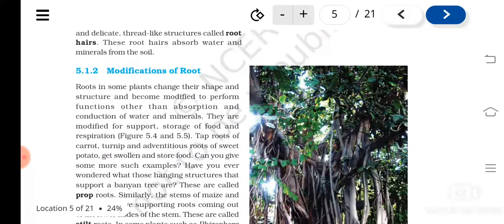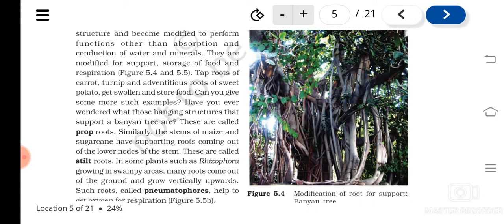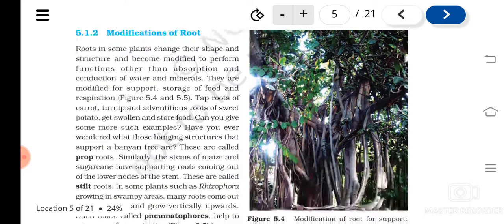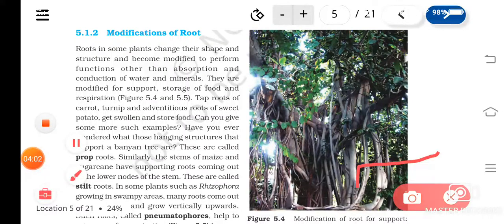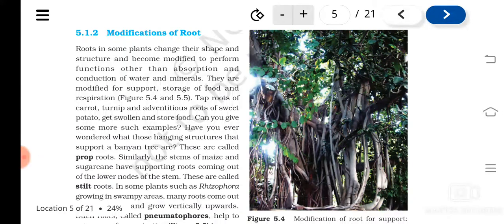and minerals. Okay, then the next topic is modification of roots. The main function of root is what? Absorbing food materials and water. Other than that, if any roots are doing any other function in the plants, these are considered modifications of roots. Can you see the roots arising from these branches? This kind of roots helps in giving support to the plant. Understood? This type of roots are known as prop roots.